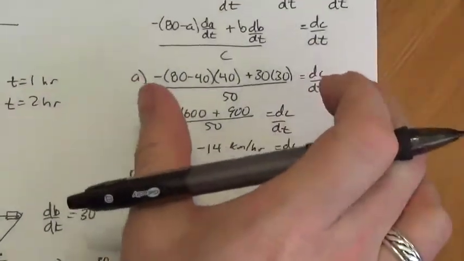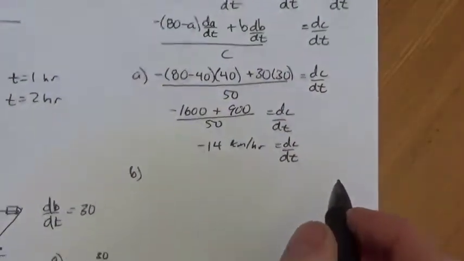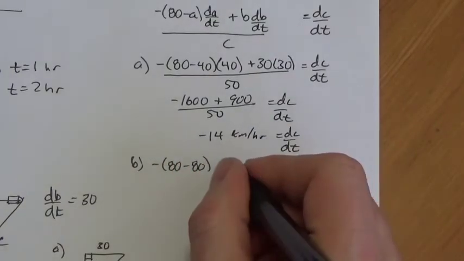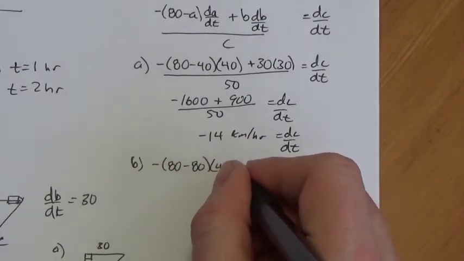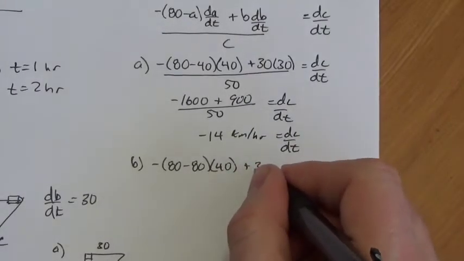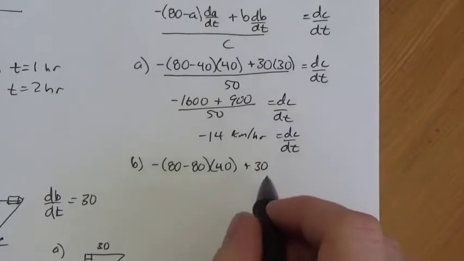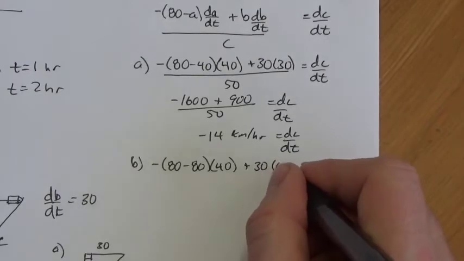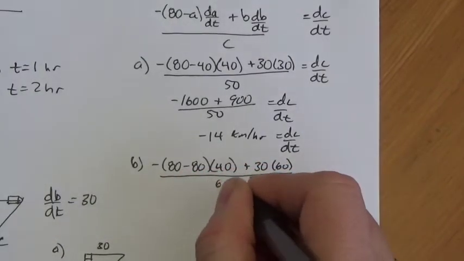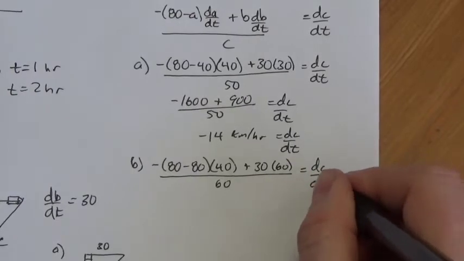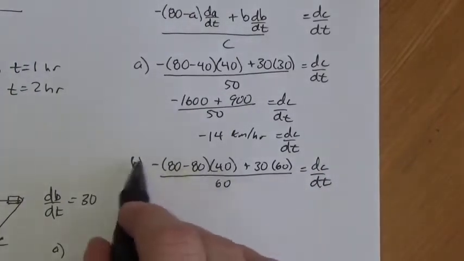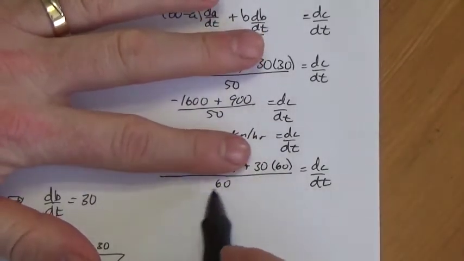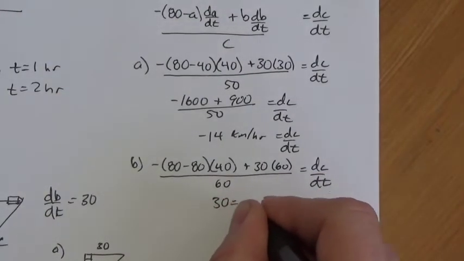So I go back up to my expression for dC by dt, and this is going to be negative 80 minus 80 multiplied by 40, how fast that's going, plus 30. B should have been 60. I'll just do this in a different order here. So this is my dB by dt. This is going to be multiplied by 60 all over, and then the distance between them is going to be 60. dC by dt. Well, 80 minus 80 is 0, so this term here actually disappears. So I'm left with 30 times 60 over 60. The 60s cancel, and I'm really just left with positive 30.